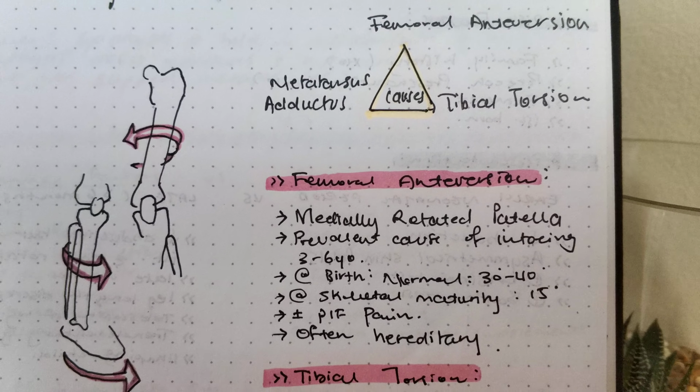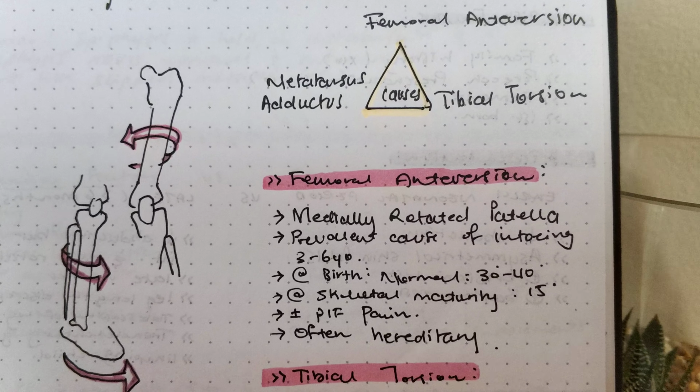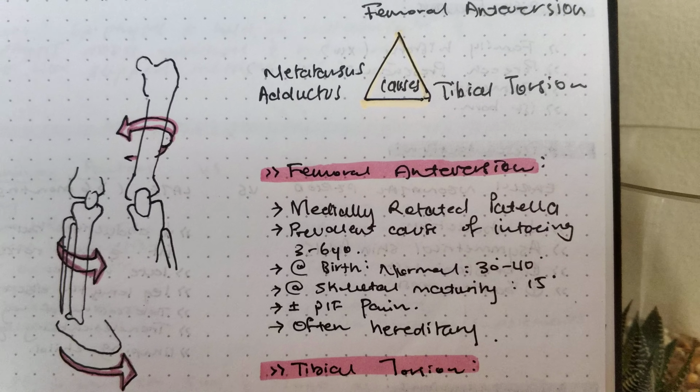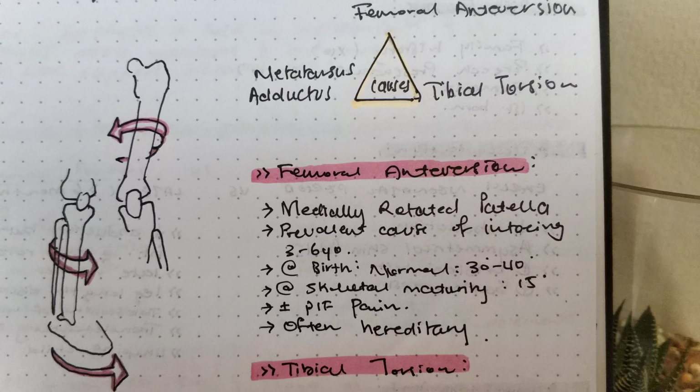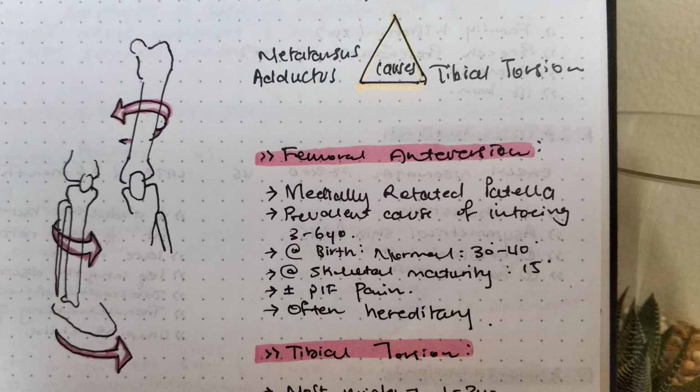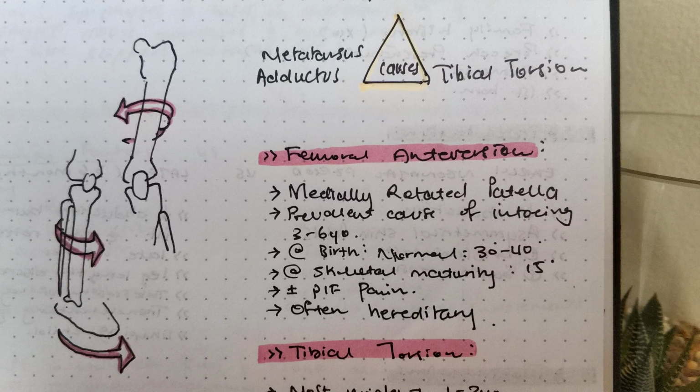Femoral anteversion basically means that there is a medially rotated patella. It's a prevalent cause of intoeing between 3 to 6 years of age. At birth, the normal angle should be 30 to 40 degrees, and at skeletal maturation, it should be around 15 degrees. There is sometimes PFJ pain, and this is often hereditary.